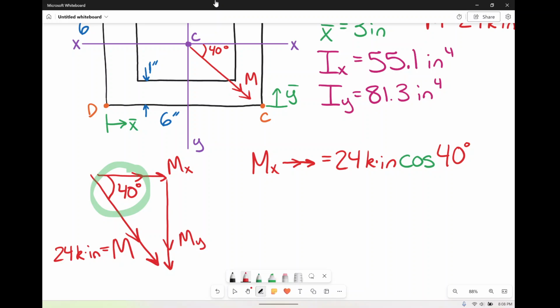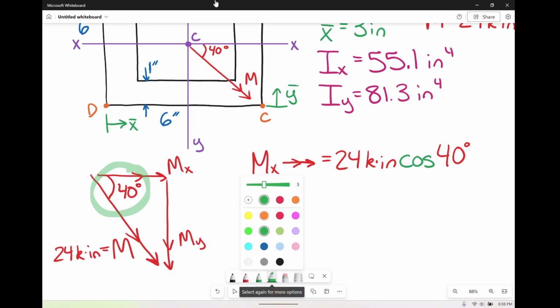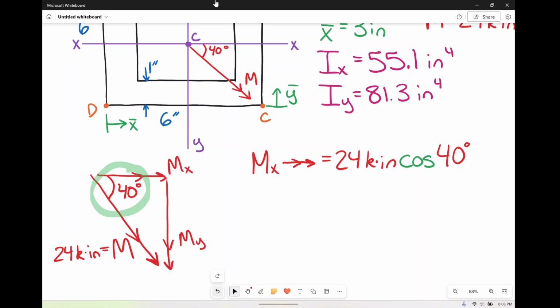Another way I like to think about it, especially when it comes to SOHCAHTOA, is that if you are touching the side with your angle, then it's cosine. If you're not touching the side with your angle, then it's sine. So anyway, we're going to get that our moment in the x direction is going to be 18.4 kip inches. And again, it is that direction.